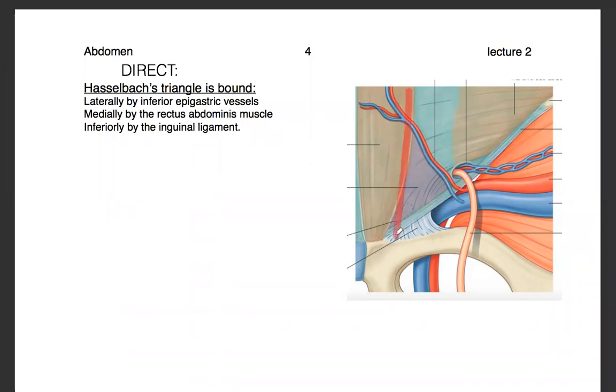The triangle is bound by the rectus muscle, the inguinal ligament, and the inferior epigastric vessels. The triangle in the middle is the area through which a direct inguinal hernia passes. Okay? It's important to know the boundaries. I don't really recall them asking which boundary is which, but I think they do ask you to know the boundaries: the inferior epigastric vessels, rectus abdominis muscle, and inguinal ligament, which bound Hesselbach's triangle. Hesselbach's triangle is a weak point in the abdominal wall where a direct hernia can go through.